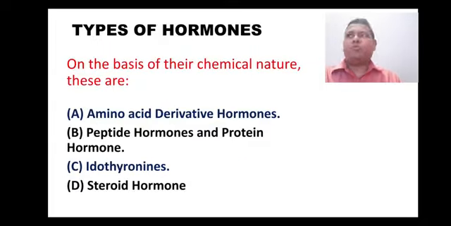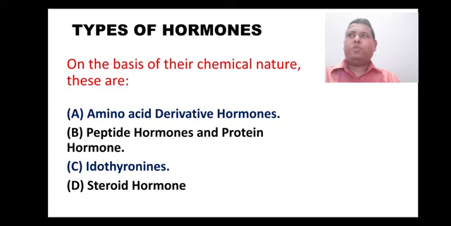Types of hormones. Actually, on the basis of chemical nature, these are as follows. 1. Amino acid derivative hormones. Epinephrine and norepinephrine are derived from the amino acid tyrosine. Melatonin and serotonin are derived from tryptophan.